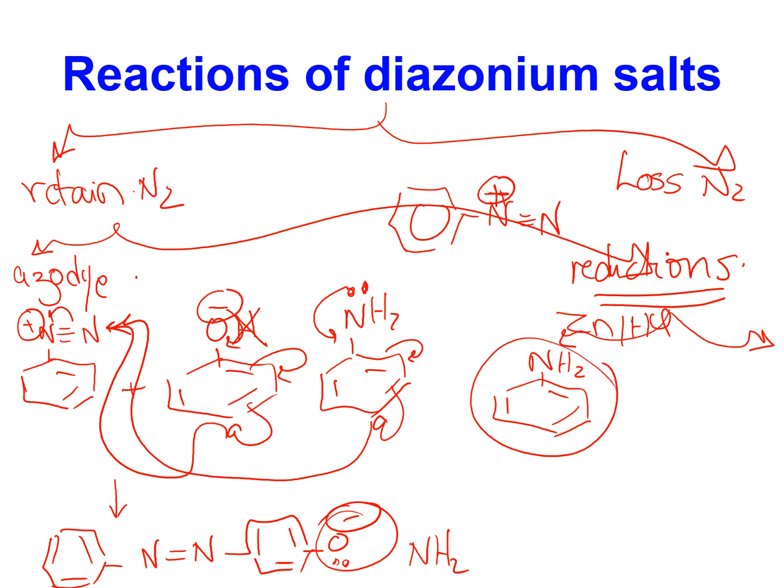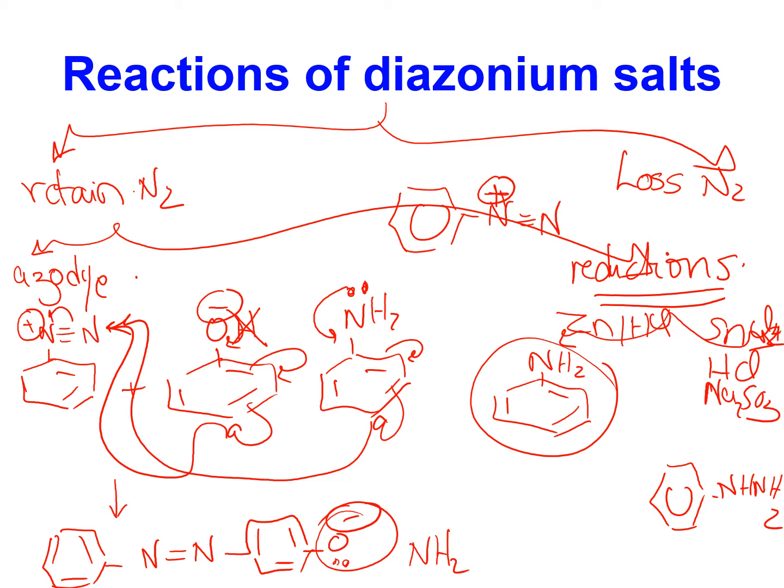However, if you use another reagent, which is stannous chloride in HCl and sodium sulfite, this is another reducing agent that you can use. You will end up preparing the hydrazine, phenylhydrazine compounds. You retain both nitrogens. So in the first reaction, you retained one nitrogen. In the second reaction, you retained both nitrogens.